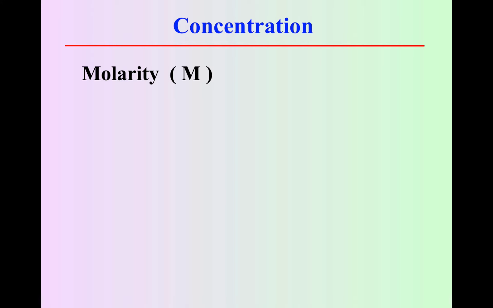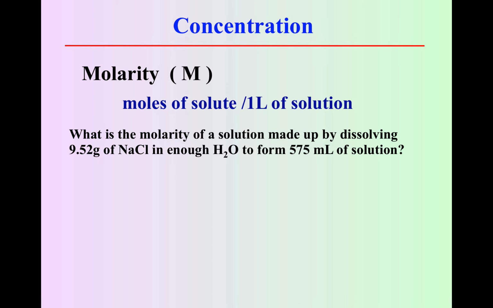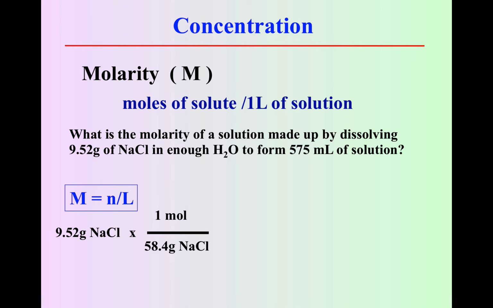Molarity we're already familiar with, right? Moles of solute per liter of solution. What is the molarity of a solution made up by dissolving 9.52 grams of sodium chloride in enough water to produce a 575 milliliter solution? So we just want to get the unit right. We want moles up in the numerator, liters of solution down in the denominator. So use the molar mass of sodium chloride to get to moles of sodium chloride. Divide by liters, not milliliters. For every 1,000 milliliters, we have a liter. So when I multiply across, grams cancel, milliliters cancel, and I'm left with the unit I want, the ratio of moles of solute per liter of solution.